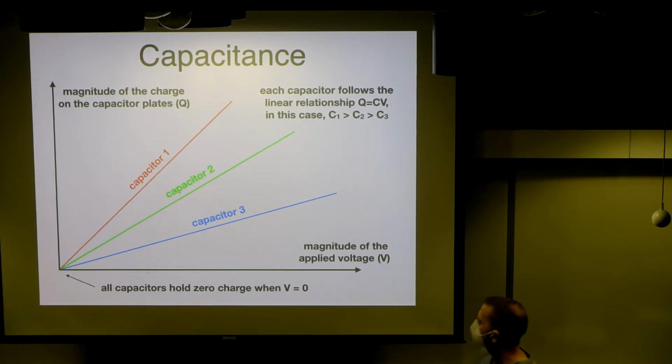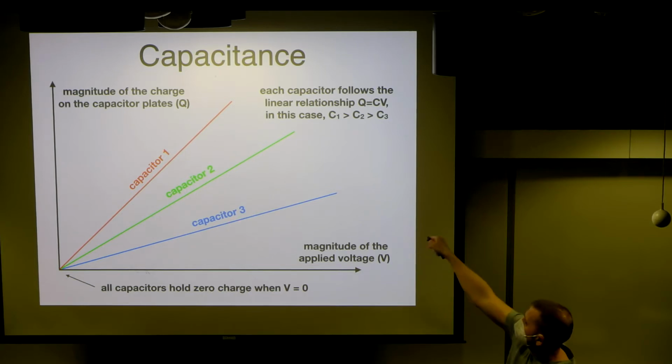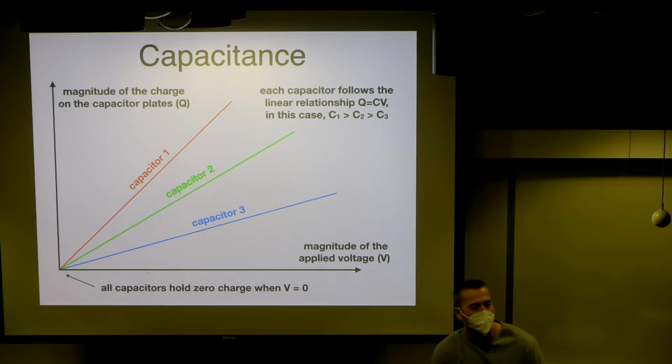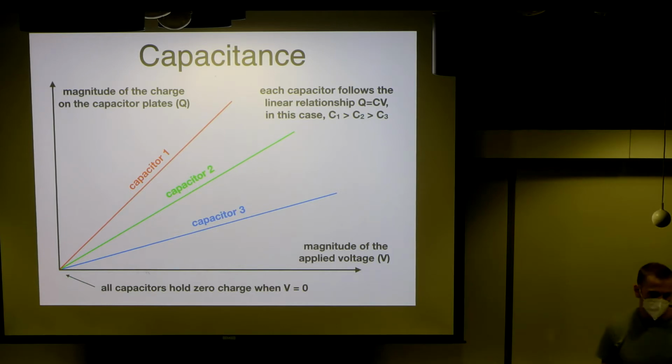So what that just means is this one has the biggest capacitance, this one has the smallest capacitance, and this one is somewhere in the middle. So if we were to rank these, we'd say C1 is bigger than C2, is bigger than C3. Does that make sense? So it's just about how much charge these are capable of storing as a function of voltage. Okay.